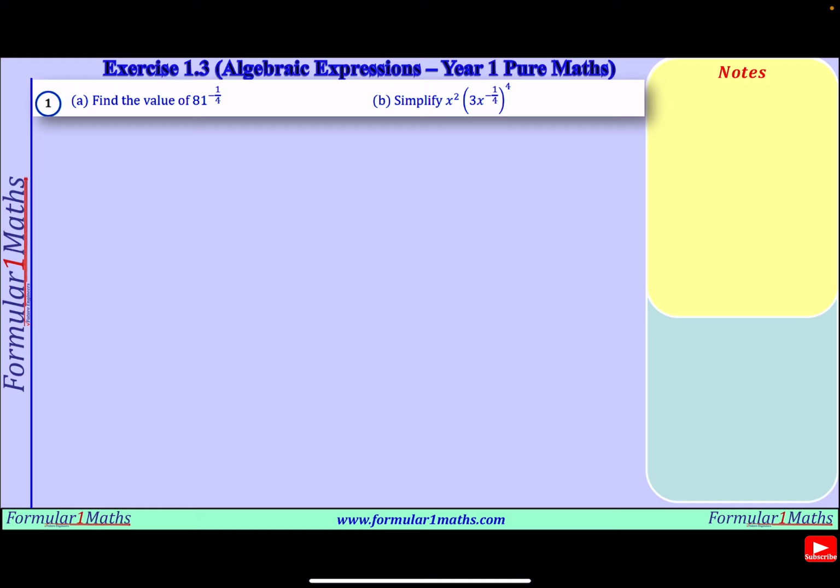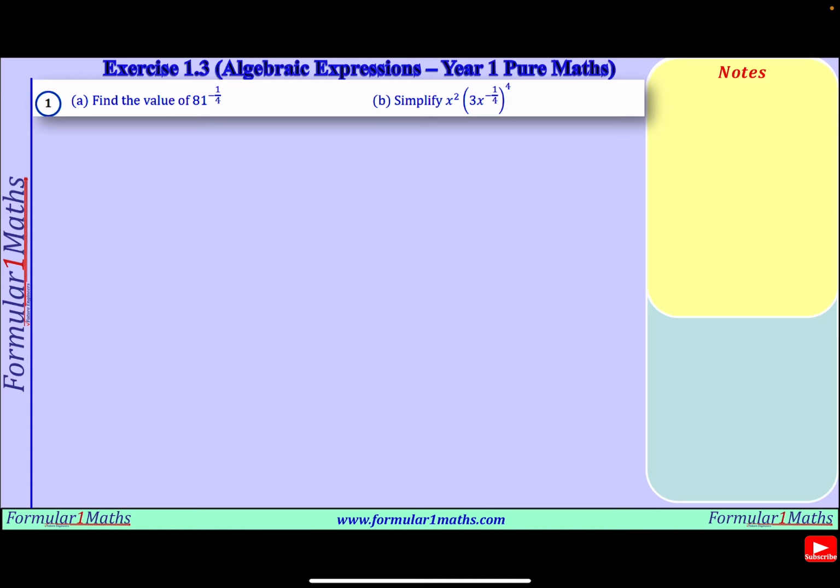This is exercise 1.3 for pure maths, GCE A-level, year 1. We've got 4 questions to answer. Question 1. A. Find the value of 81 raised to the power minus a quarter. B. Simplify x squared brackets 3x raised to the power minus a quarter, all of that raised to the power 4.